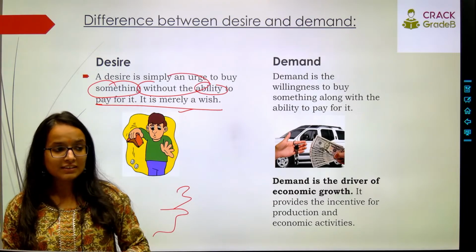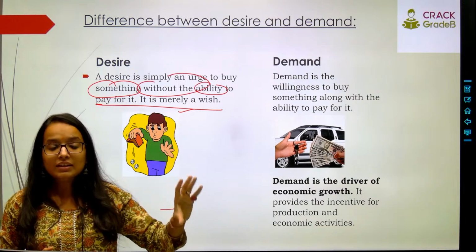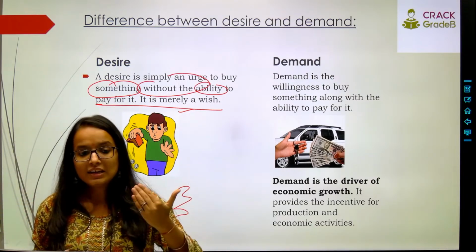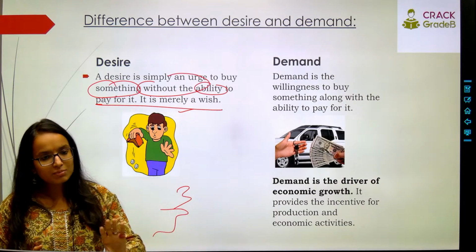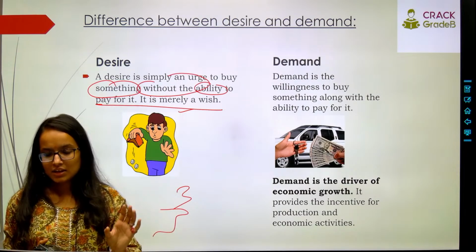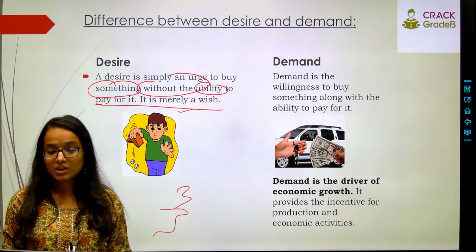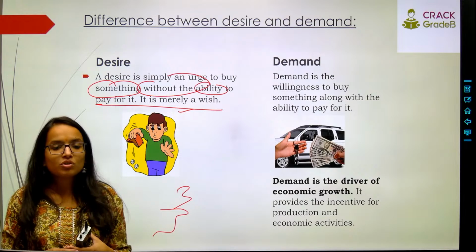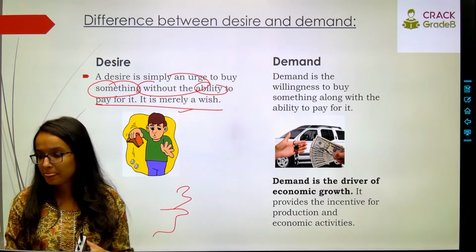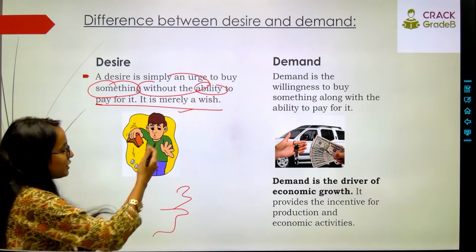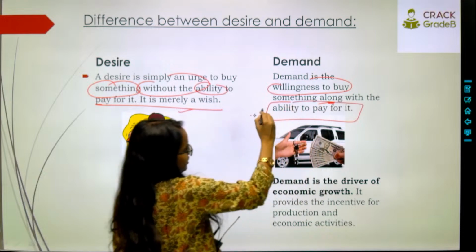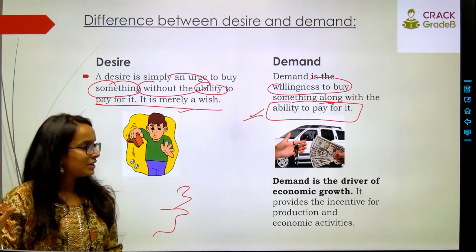Now when do we say that we have demand for something? When the person who is willing to buy something, a good or a service, is also able to afford it, is also able to buy it. Are you getting my point? Suppose you have a wish of owning a Rolls Royce, but you do not have the money which you need to buy it, it's only a wish. It's not a demand, right? So demand is willingness to buy something along with the ability to pay for it. Is that clear? Along with the ability to pay for it.